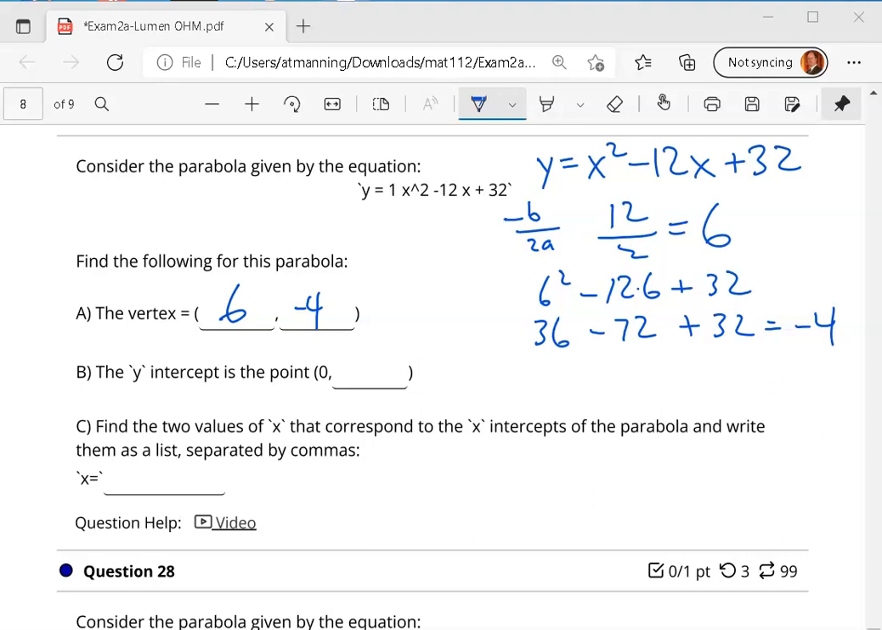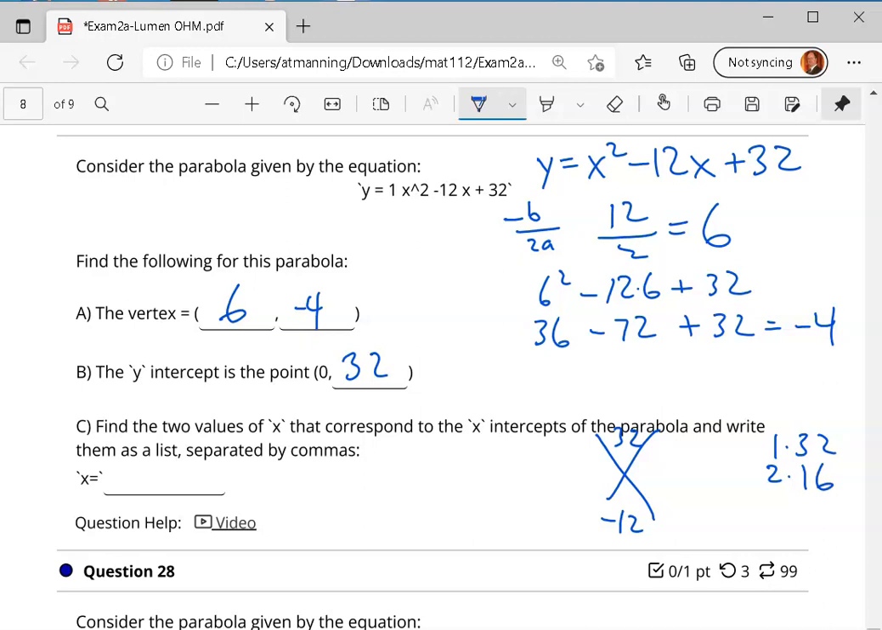The y-intercept, that's the easy part. When x is 0, I get c, 32. Now we have to set that equal to 0. Well, again, it is a fairly simple equation. It doesn't say I had to do the square root or the quadratic, so let's just do the factor. 32, negative 12. 32 is 1 times 32, 2 times 16.